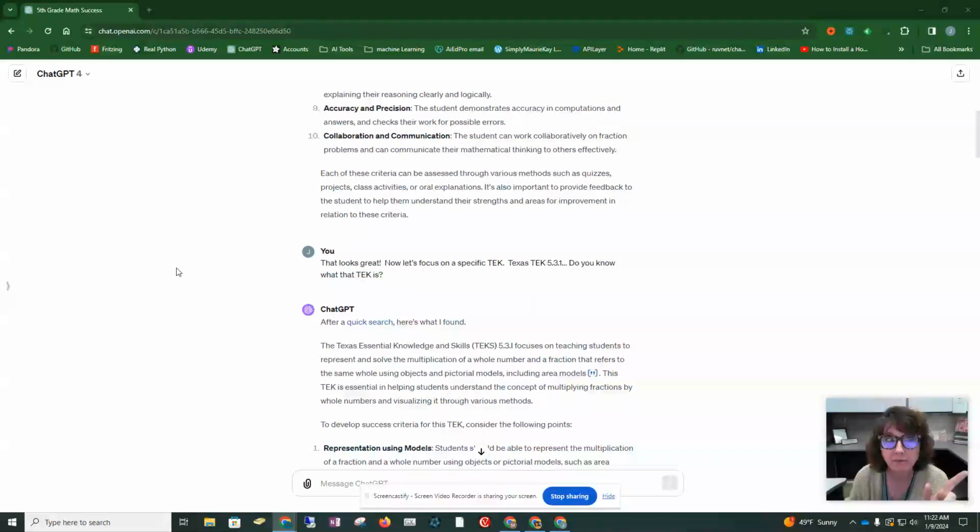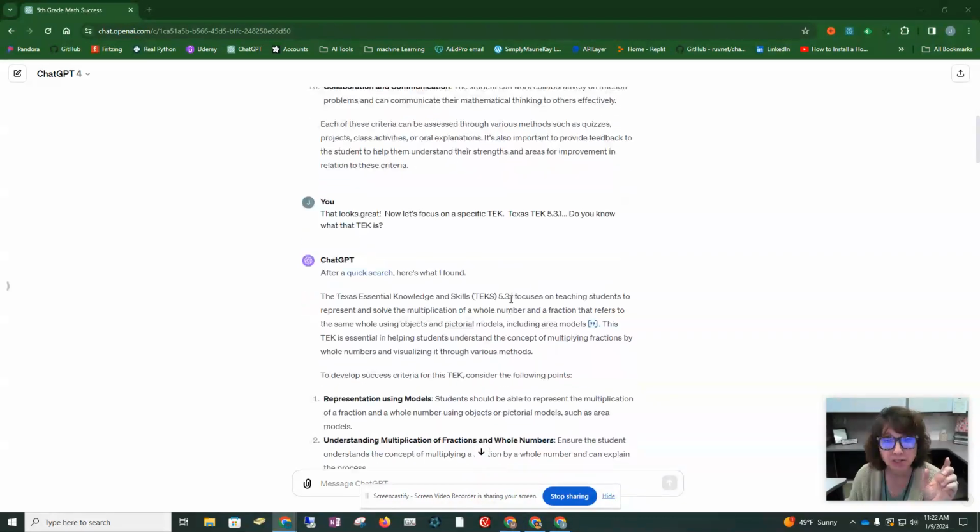This is why GPT-4 was important in this instance, because instead of me having to copy and paste that specific TEKS into 3.5, which is the free version, it went ahead and did a search on the web, and it pulled up, and you can see here where it changed it to I, what the Texas Essential Knowledge and Skills for 5.3I is. And it's focusing on how to represent and solve multiplication of a whole number and a fraction. That's what this TEKS means.